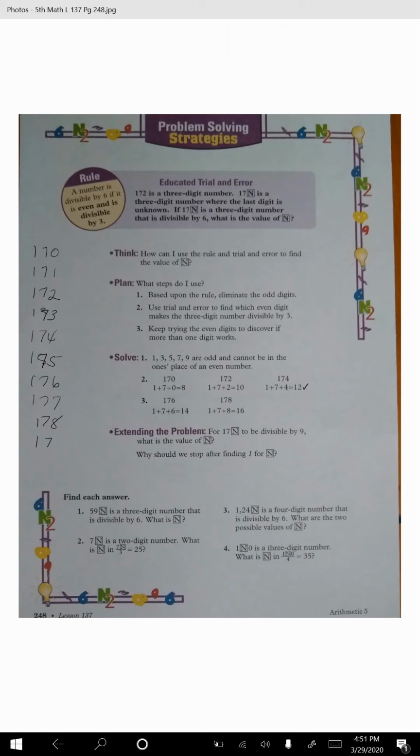I'm getting tired. I've been working on this since about 11:30. Okay, and it's now 5 o'clock.